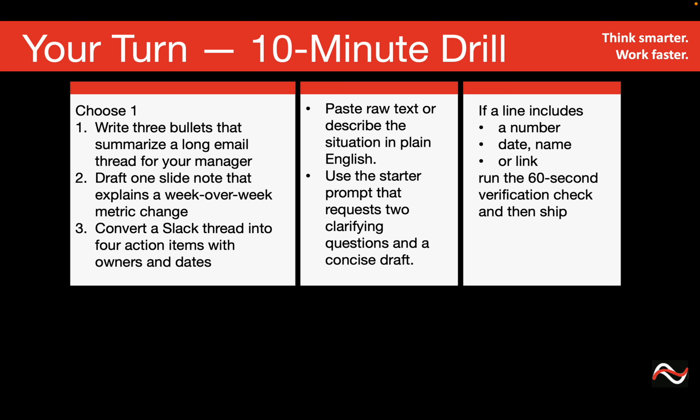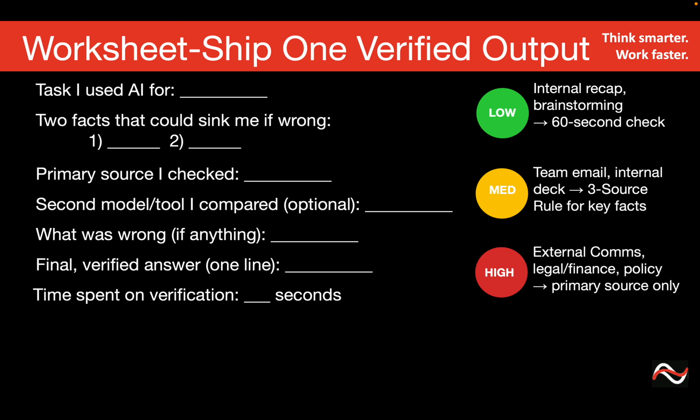Use the starter prompt that requests 2 clarifying questions in a concise draft. If a line includes a number, date, name, or link, run the 60-second check, then ship. How'd you do? Here's a worksheet you can take a screenshot of and use going forward that'll help you on new projects where you need AI assistance.